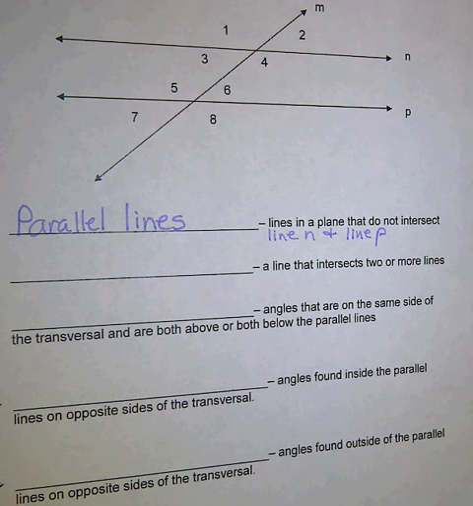These two lines would never ever cross each other. You could extend them in both directions forever and they would never cross each other. Parallel lines.